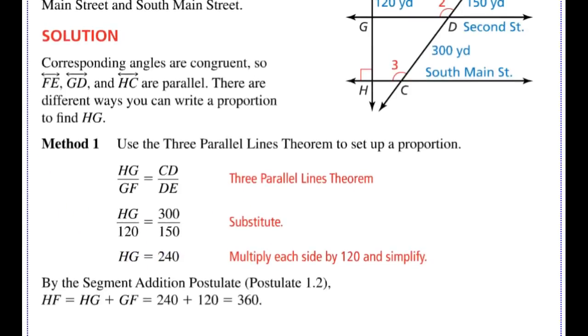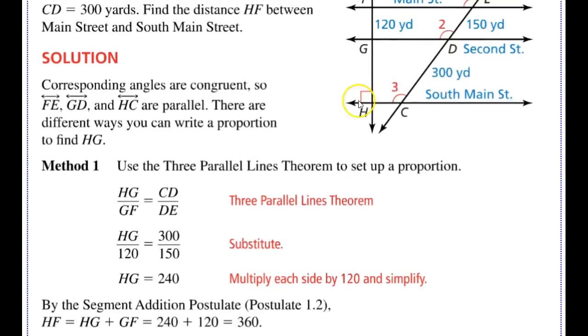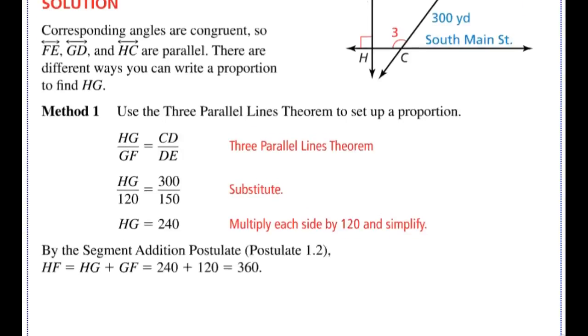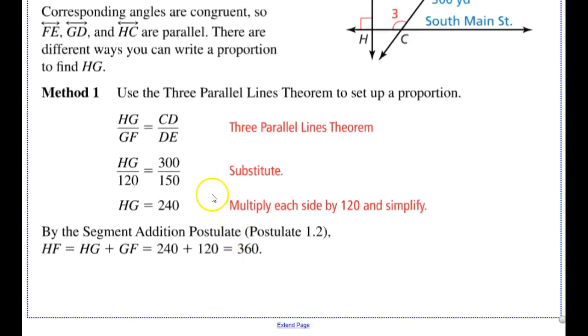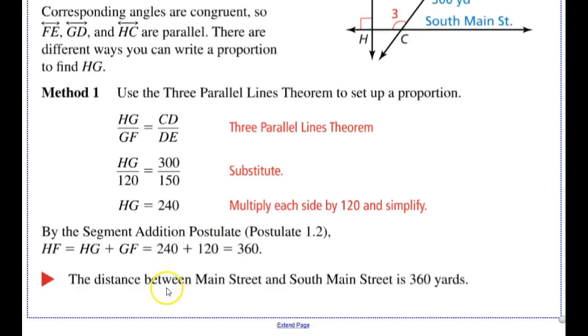So I was asked not just for this length GH. That's one thing I need to be really careful about: in my directions, I'm asked to find the entire distance HF. Here I just found what HG was. So now I'm going to add the other piece, this 120, to find the entire length, right? That's my segment addition postulate. So the distance between Main Street and South Main Street is 360 yards.